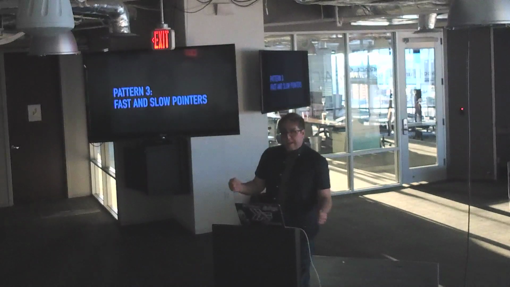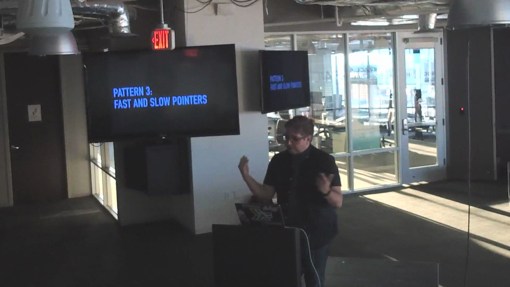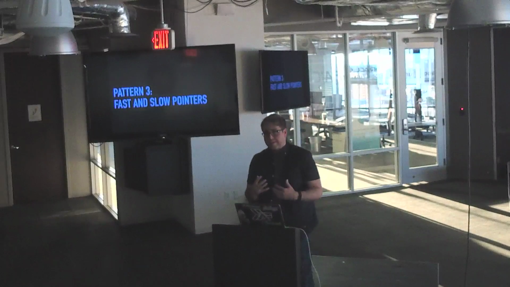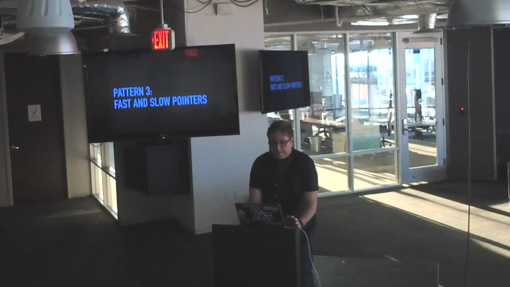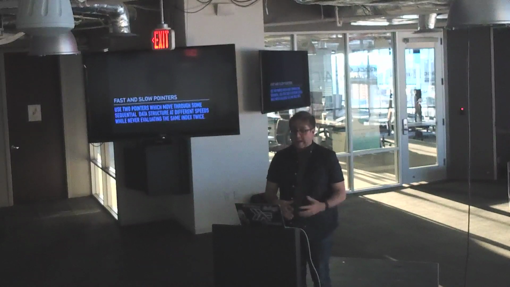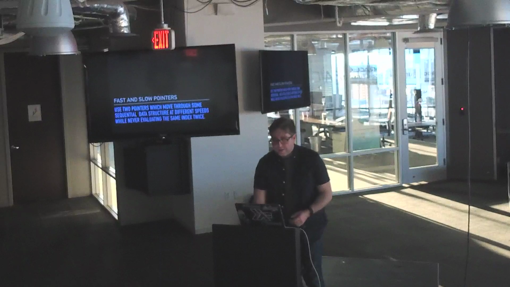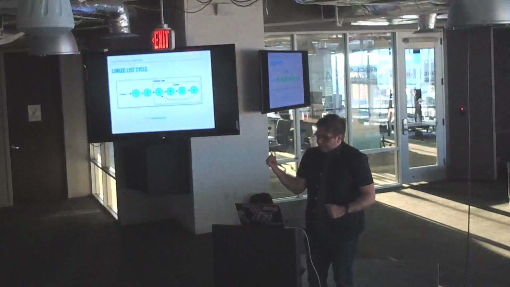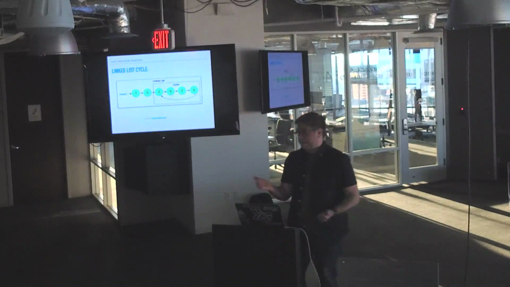So the third pattern is fast and slow pointers. Do you guys want me to dig into this real quick, or do you want to break here? Yeah. Okay, cool. This is, at least in my mind, one of my favorites of the ones tonight because I like linked lists. Fast and slow pointers use two pointers which move through some sequential data structure at different speeds while never evaluating the same index twice. Sounds a little like the last one. So the classic example for this is detecting a cycle in a linked list.